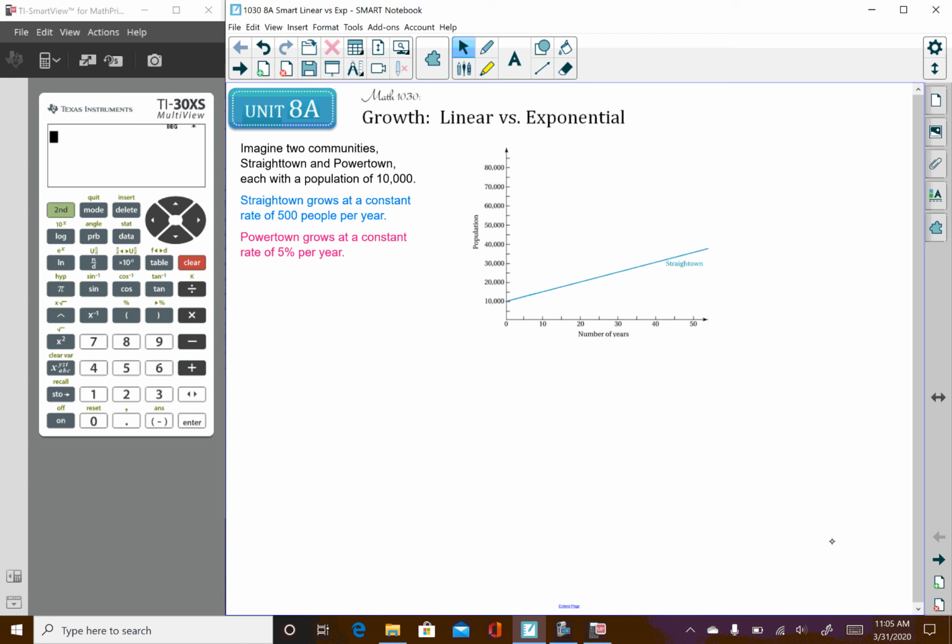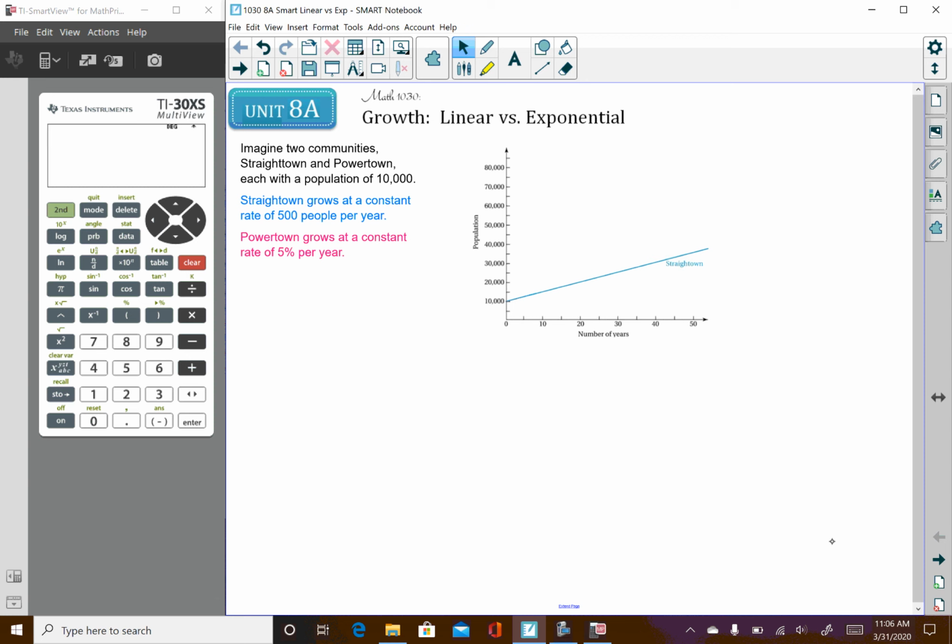So imagine that you have two communities, Straight Town and Power Town. Each of them has a beginning population of 10,000. Straight Town is growing at a constant rate of 500 people per year. So you can see the graph of Straight Town there. It's just going up by 500 people each year. So just nice linear growth there.